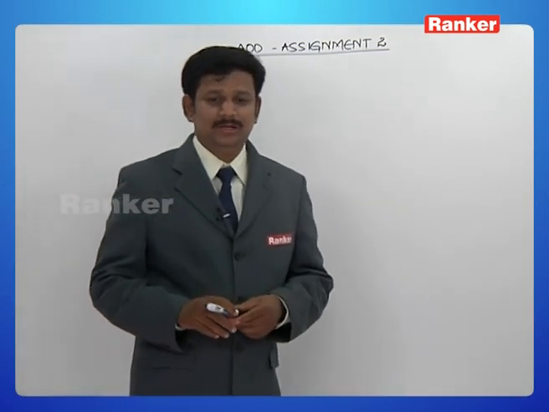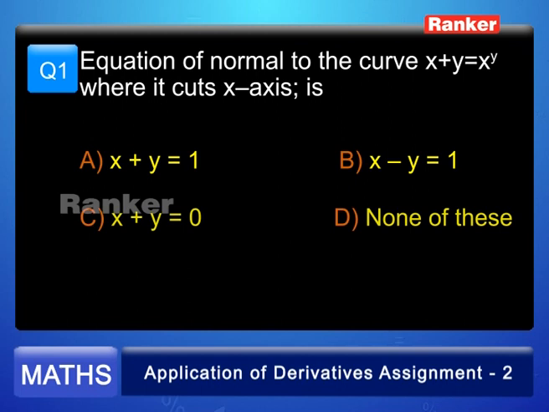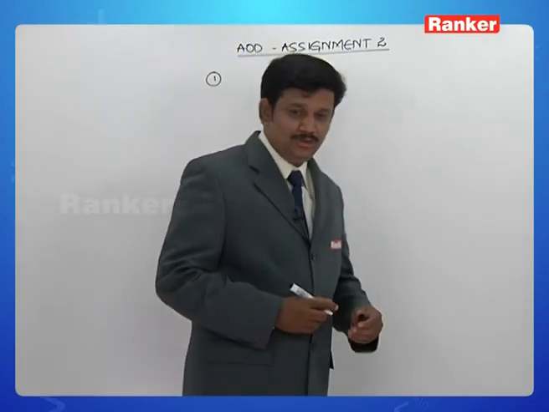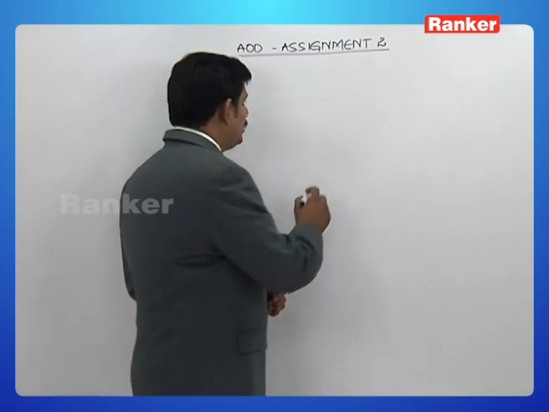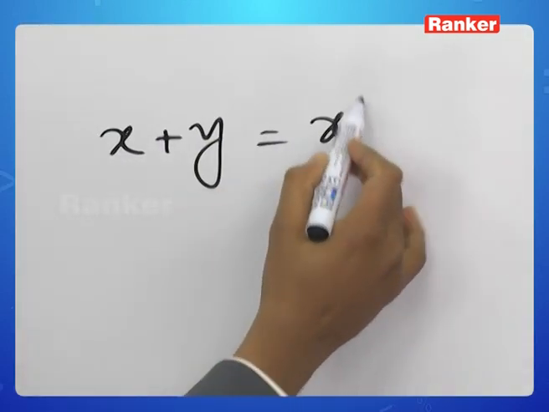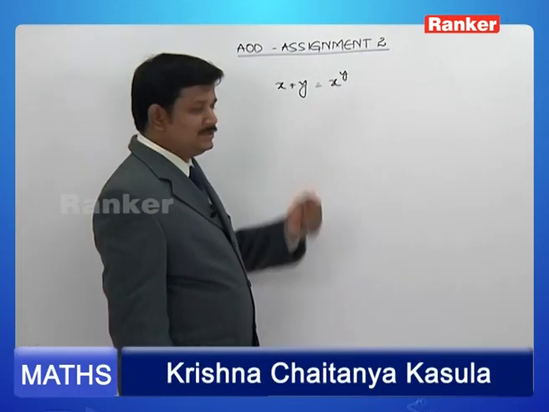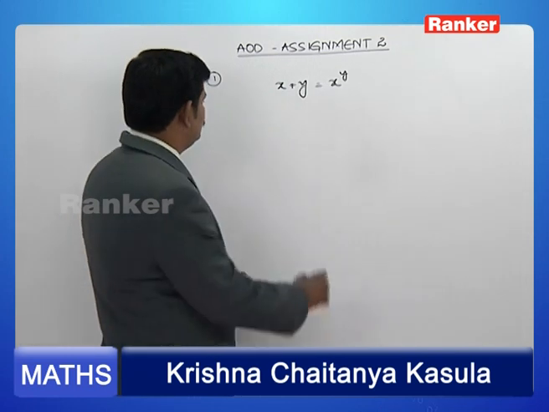Let us look at question number 1. Equation of normal to the curve x plus y is equal to x to the power y, where it cuts the x axis, is: option A, x plus y equal to 1; option B, x minus y equal to 1; option C, x plus y equal to 0; and option D, none of these. We need to find the equation of the normal to the curve x plus y is equal to x to the power y, where the curve cuts the x axis.